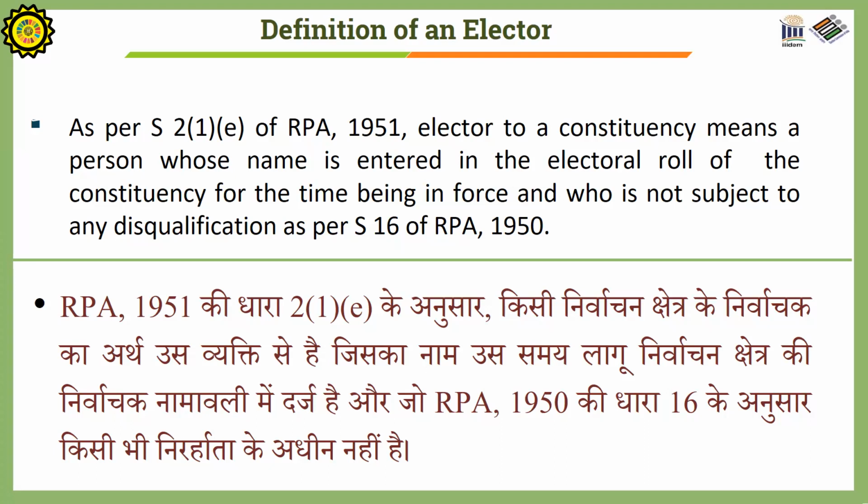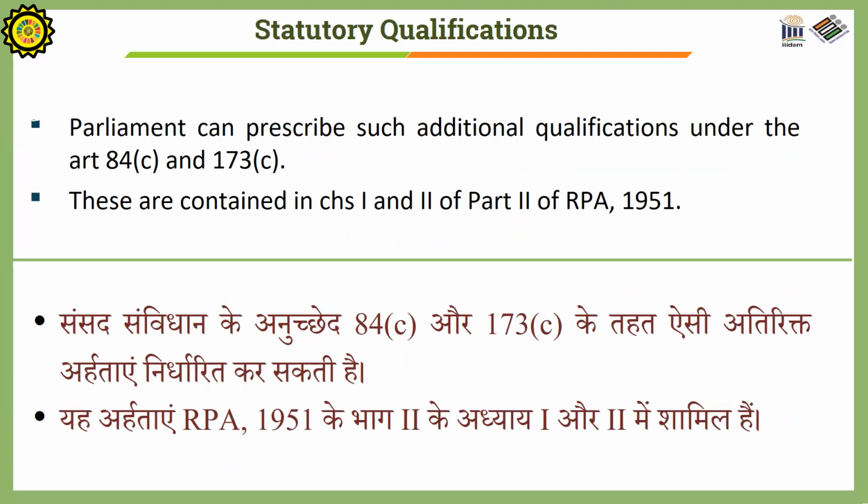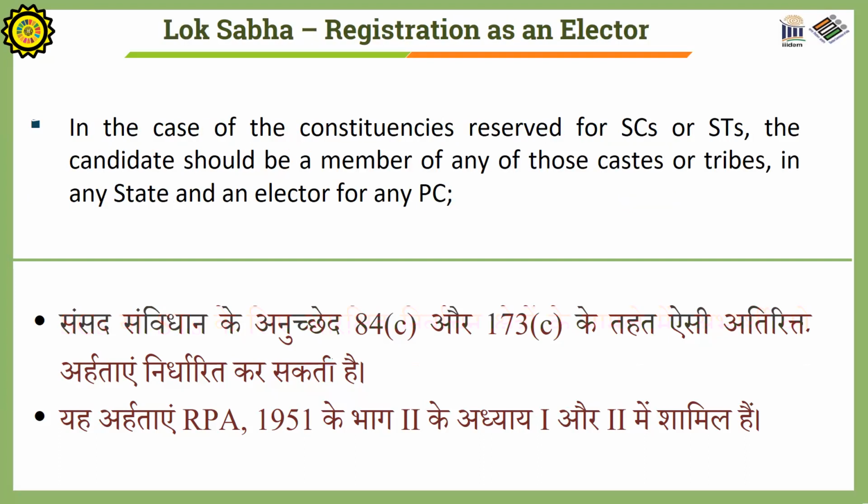As per Section 21E of RP Act 1951, elector to a constituency means a person whose name is entered in the electoral roll of the constituency for the time being in force and who is not subject to any disqualification as per Section 16 of RP Act 1950. Parliament can prescribe such additional qualifications under Article 84C and 173C. These are contained in Chapters 1 and 2 of Part 2 of RP Act 1951.